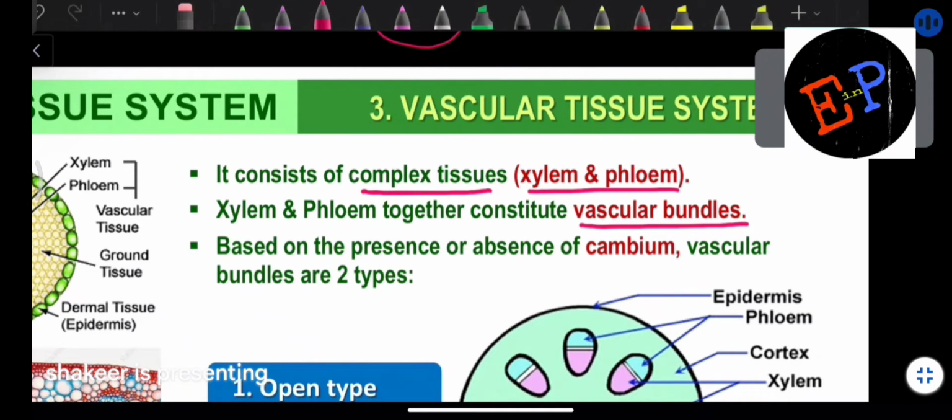So based on the presence of cambium, vascular bundles are of two types. What is meant by cambium, ma? Cambium means what? A separating layer of cells which separates xylem and phloem is called cambium. So there is a cell layer that separates xylem and phloem, and we call it cambium. So cambium may be present in some plants, cambium may not be present in some plants. If cambium is present, secondary xylem and secondary phloem are also formed. If cambium is absent, you will have only primary xylem as well as primary phloem. That's it. Clear, ma?